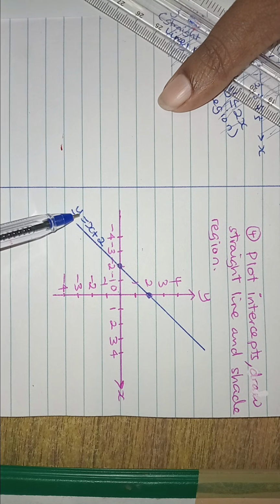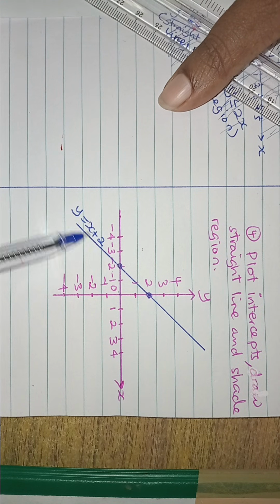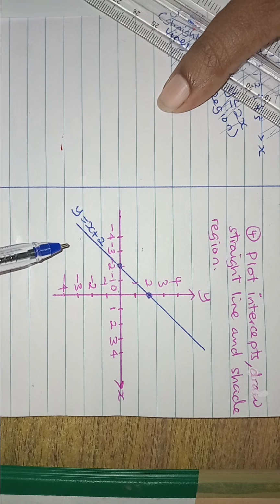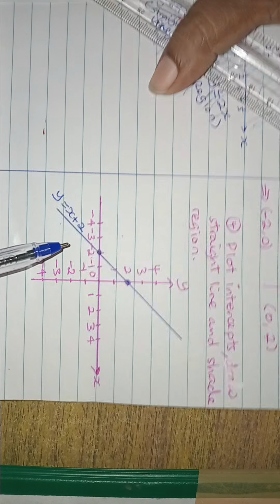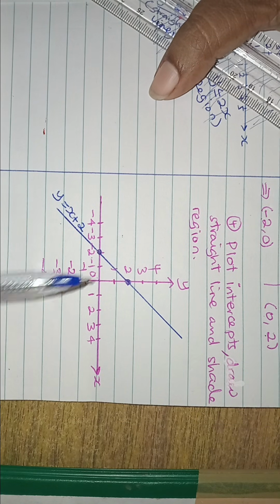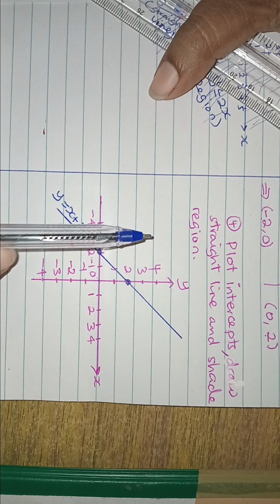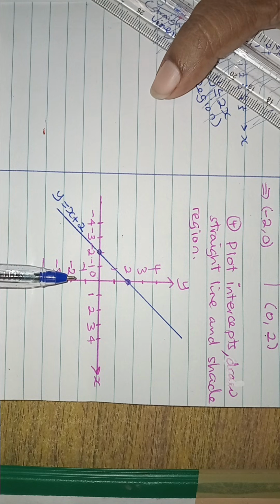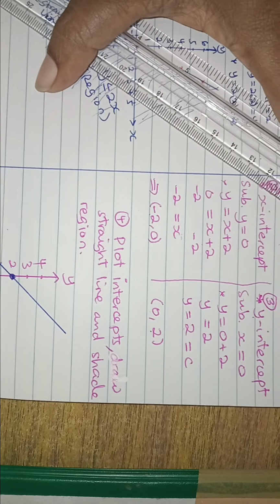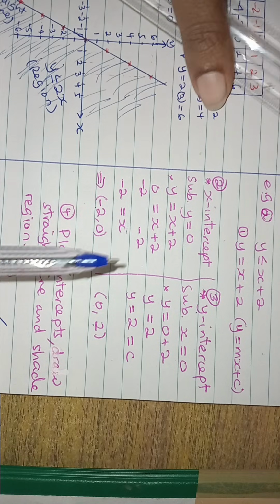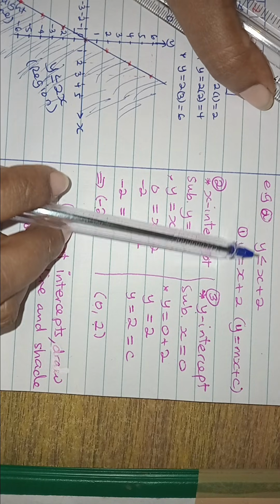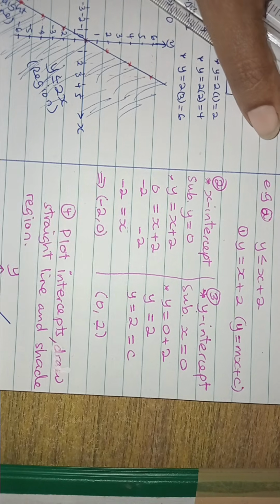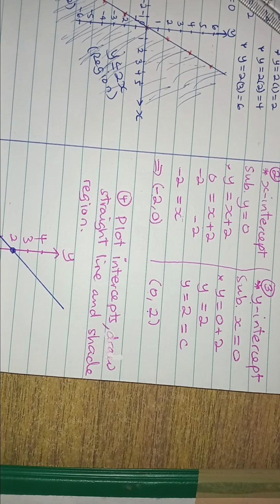So that's the straight line for the equation y equals x plus 2. And then we shade the region. We've learned in the first video that in order to shade, we have 2 options, either above or below the line. So we look at our equation, and you see that you have the less than sign. So you shade the bottom part.